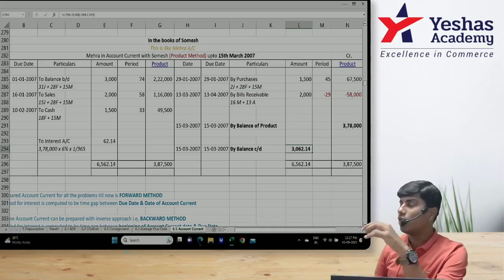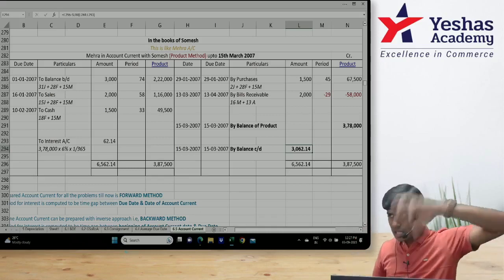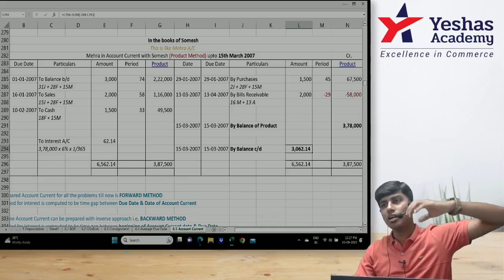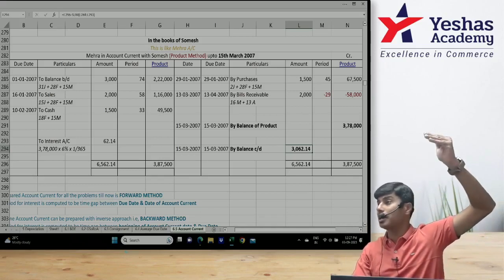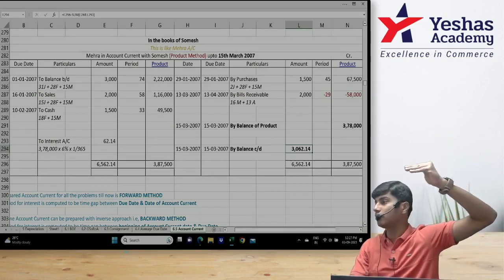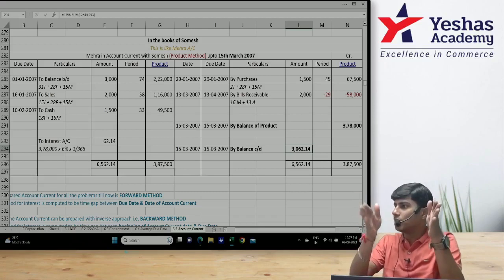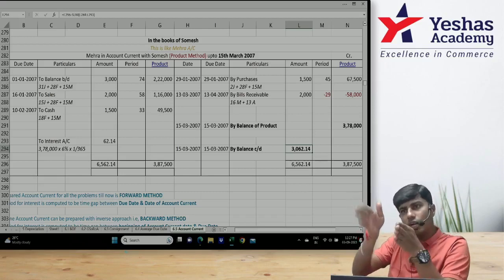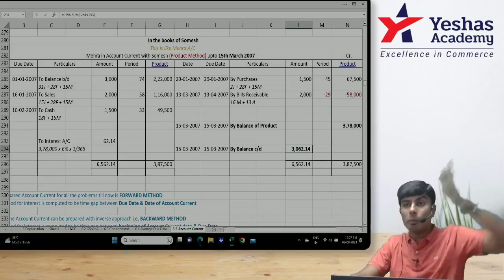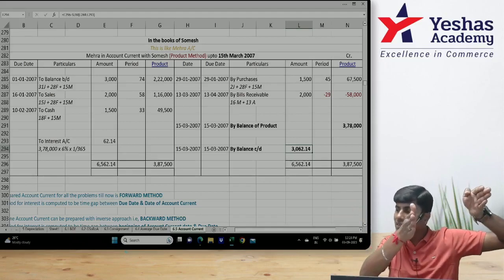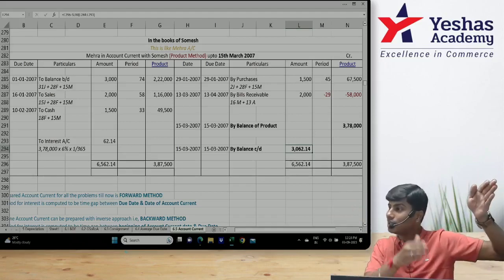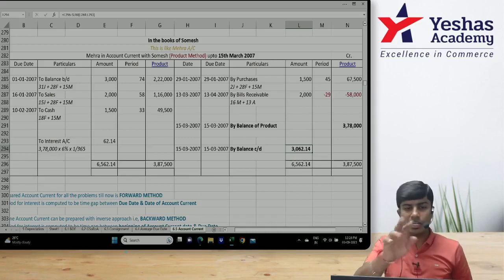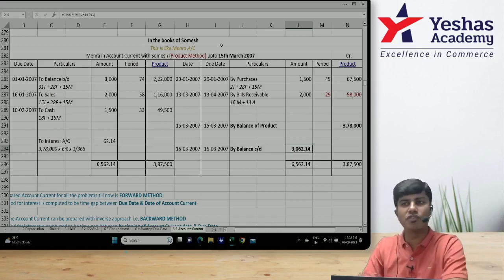Are you getting it? What we should actually do, in the epoch method or backward method, is take the beginning period, the first date. See, the period has two dates, beginning date and end date. Now we are doing due date to end. And epoch will do beginning date to due date. Let's say the account current for the year is prepared from 1st of January to 15th March.